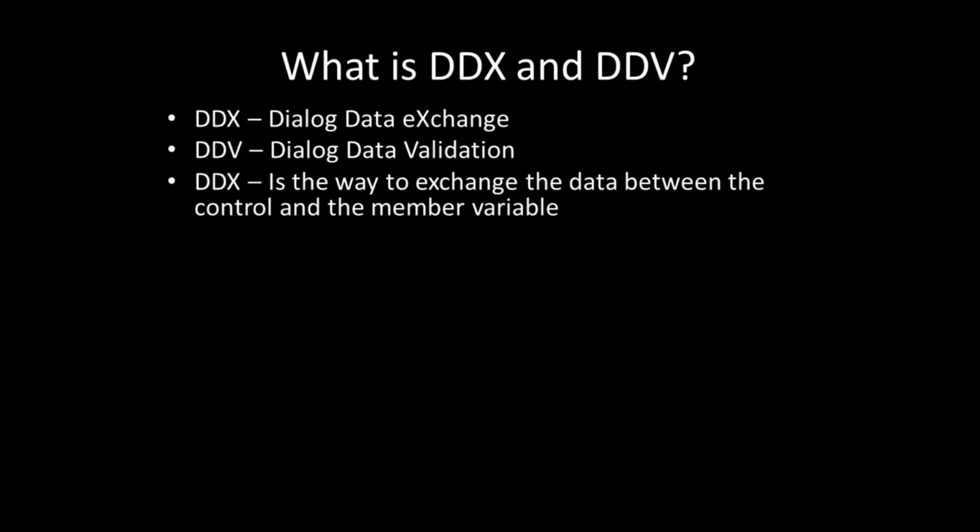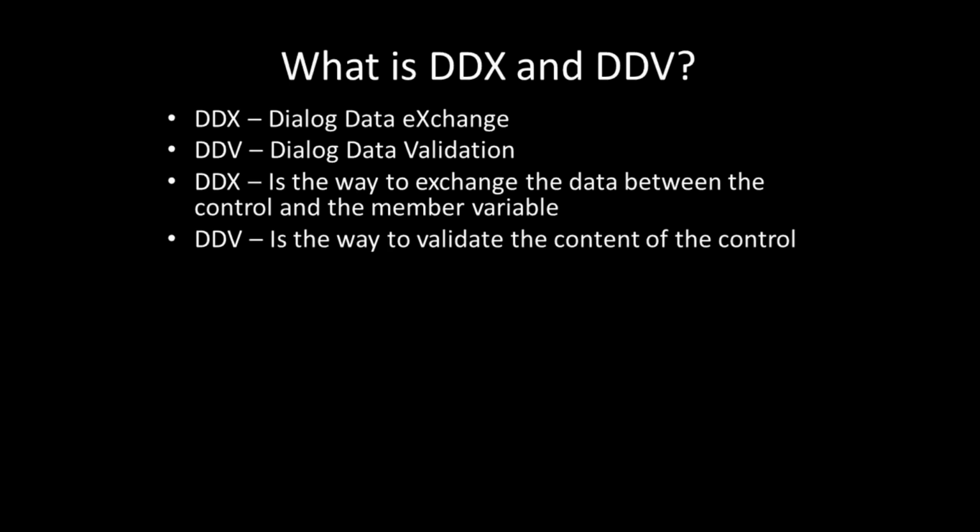You have a dialog where you have added numerous controls. You may have many edit boxes, you may have rich edit control, you may have a combo box, you may have an IP address control, you may have a list control, like that. You can have many controls in your dialog, right? So when you add those controls, you have to associate a variable to those controls so that you can exchange the data between the control and the variable. So that is exactly what the DDX will help us to do.